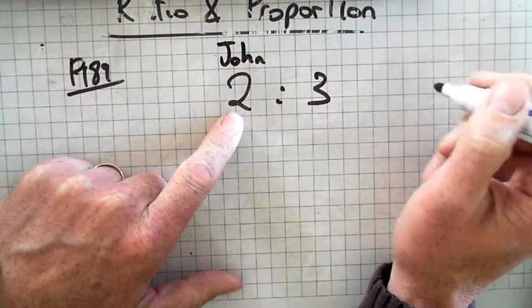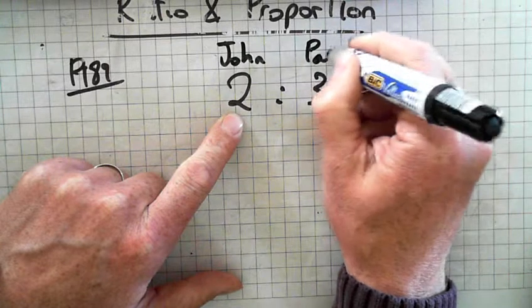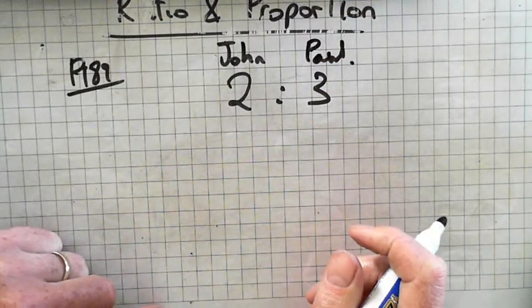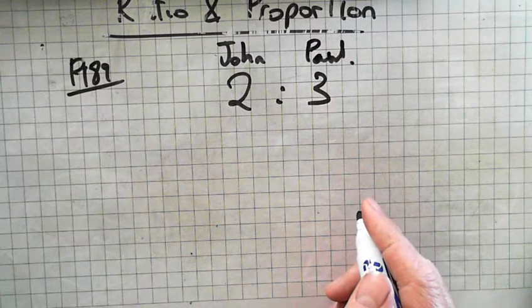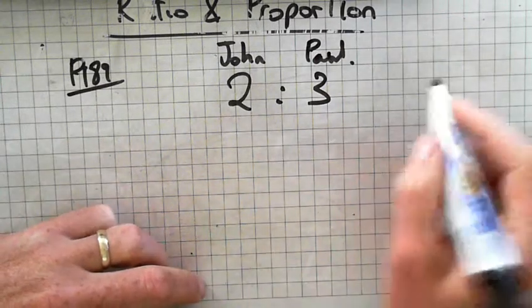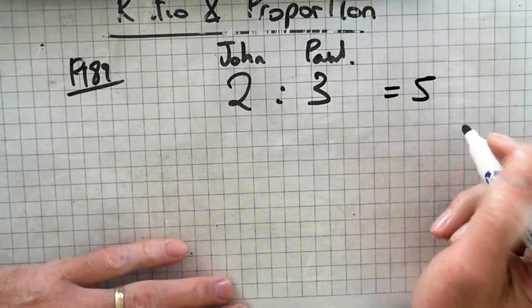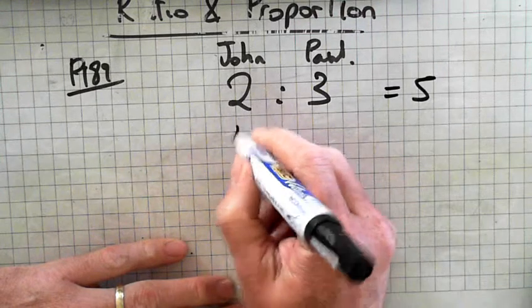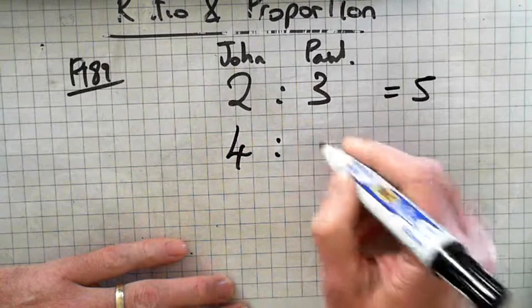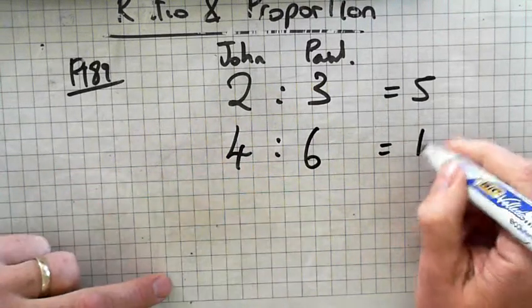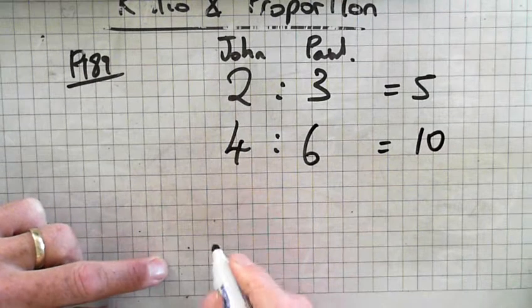If I'm sharing out sweets, John and Paul, John gets 2 sweets, Paul gets 3 sweets. Every time I'm giving out how many sweets? 2 and 3 is 5. 5 is the total. So I'm going to give out 5 more sweets. John gets 2 more, so now he gets 4. Paul gets 3 more, he gets 6. How many have we given out in total? 4 and 6. Okay, and now we keep going.